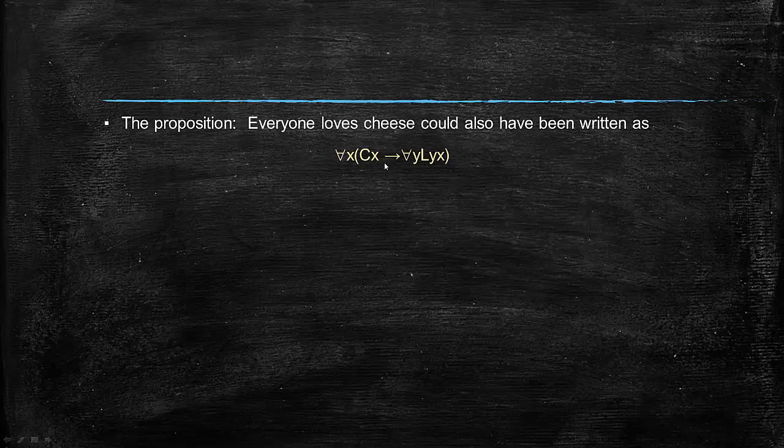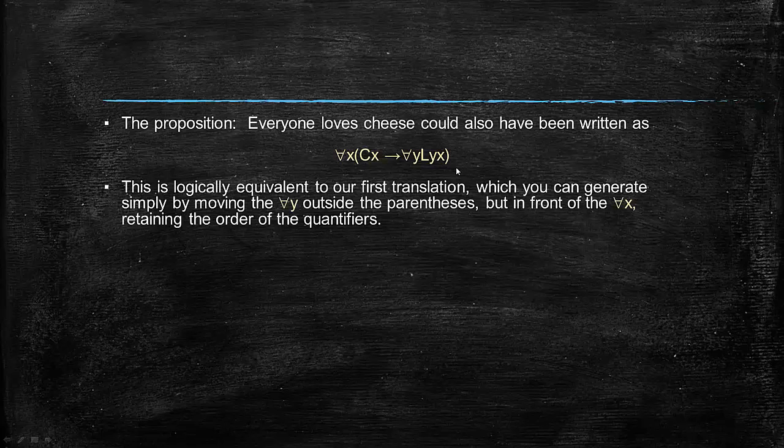For all x, if x is cheese, then for all y, y loves x. This is a perfectly well-formed formula in predicate logic 2, and it means exactly the same thing. What we've done here is just put the quantifiers in a different place, and we can create the original formula, our original translation, by just taking this quantifier and moving it right in front of the first quantifier, but outside the parentheses.